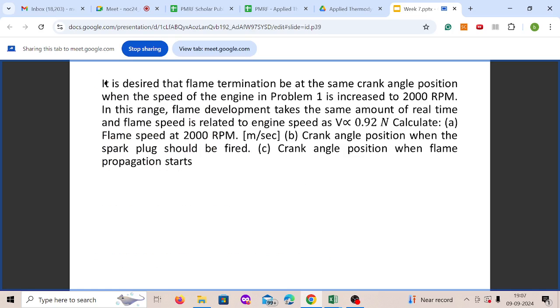So let's go to the next question. It is desired that flame termination be at the same crank angle position when the speed of the engine is increased by 2000 rpm. In this range, flame development takes the same amount of real time, and flame speed is related to engine speed as V is 0.92 n. Calculate the flame speed at 2000 rpm, the crank angle position when the spark plug should be fired, and the crank angle position when flame propagation starts.